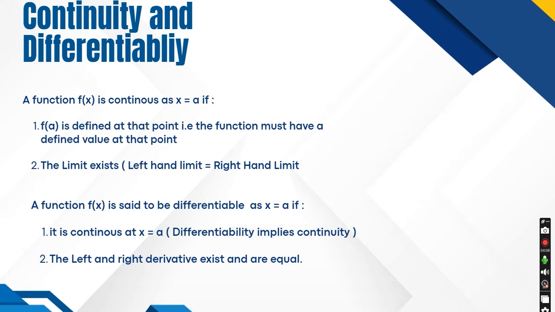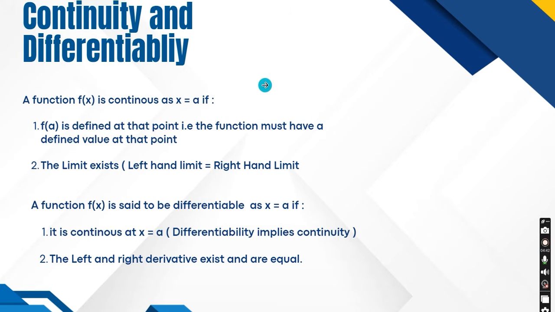Now for differentiability, a function f of x is said to be differentiable at x equals a if, one, it is continuous at x equals a. This simply means that for a function to be differentiable, that function has to be continuous. So for a function to be differentiable, the first thing that comes first is continuity. Alright, so we also have that the left and right derivatives exist and are equal. We're going to be illustrating that.